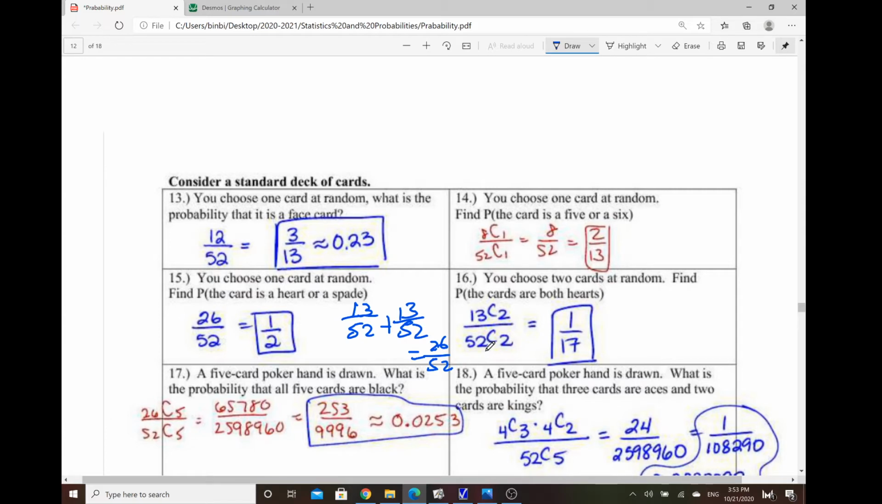You choose 2 cards at random. Find the probability that the cards are both hearts. So both cards are hearts. So 13 choose 2, because 2 cards must be hearts, over 52 choose 2. So it's 1 over 17.